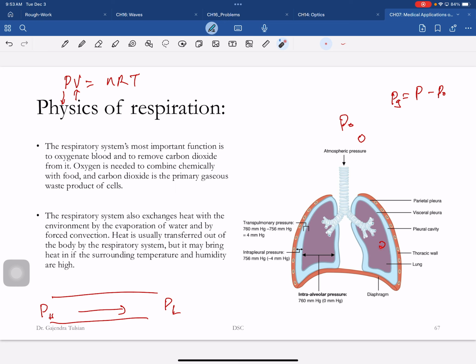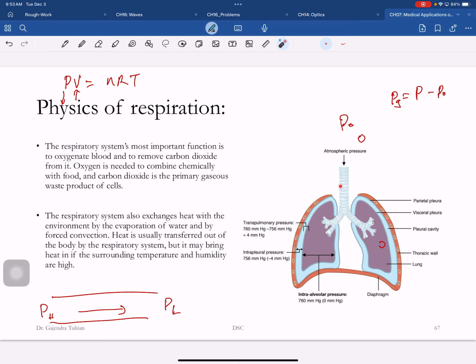Remember, the surface tension in the alveoli creates plus 4 millimeters. We did a problem like this in chapter 6. So the surface tension creates positive pressure. Plus 4 minus 4 is 0, and no air is moving.